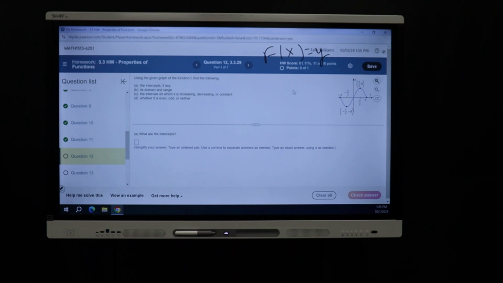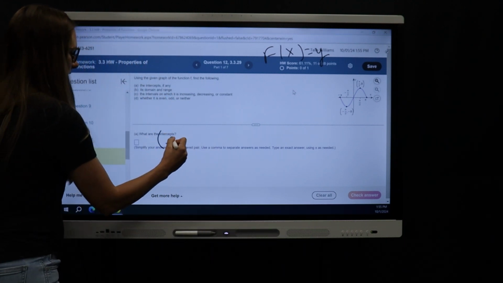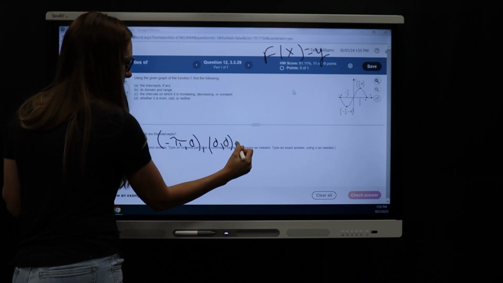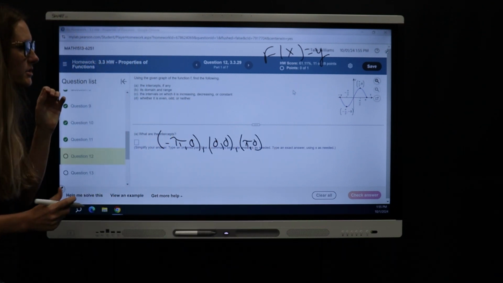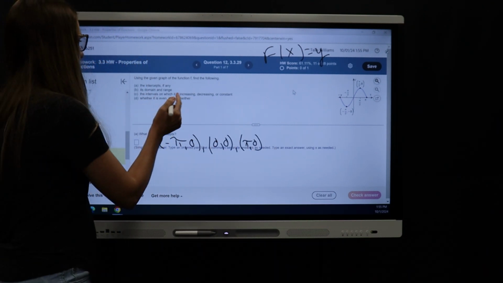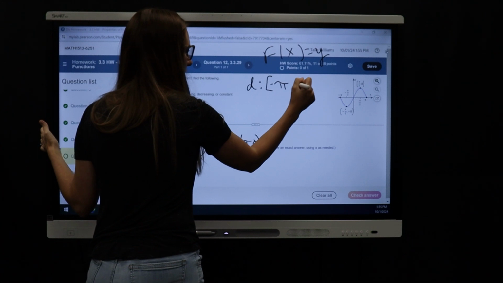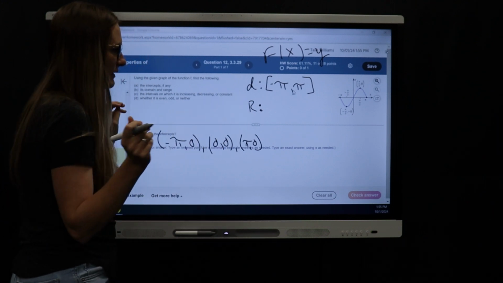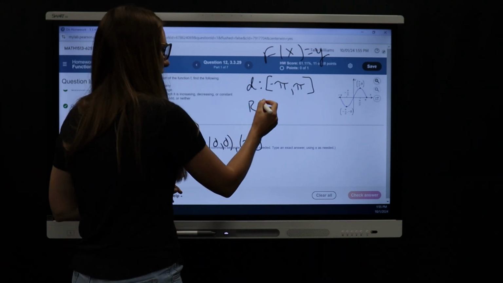Using the graph of the given function f, find the following, the intercepts if any. So our intercepts right here, we're going to have negative pi, 0. It goes through the origin. And then we're going to have positive pi, 0. Domain and range, it has endpoints there. So our domain is going to be negative pi, and since it has that endpoint, it's equal to it, to pi. Our range, our y value, so our lowest y value is negative 8. Our highest y value is positive 8.